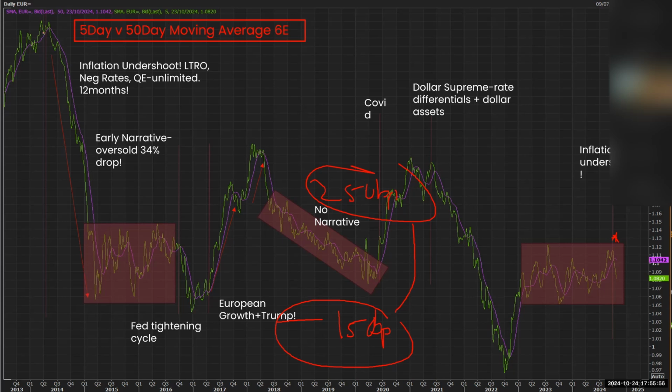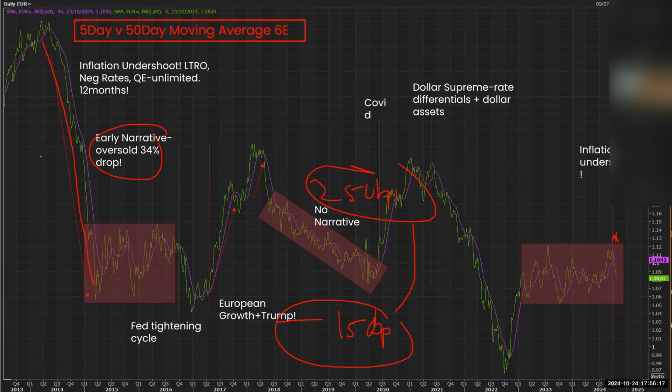Okay, what we noticed in 2014, this was an era when perhaps some of you weren't around, but this was when the ECB began their process of QE. Okay, they started about 3 years after the Fed. And ultimately, they started at, unfortunately, a time when the Fed was almost done. Okay, and that created a significant rate differential. As a result, the early narrative is the euro dropped by 34%.